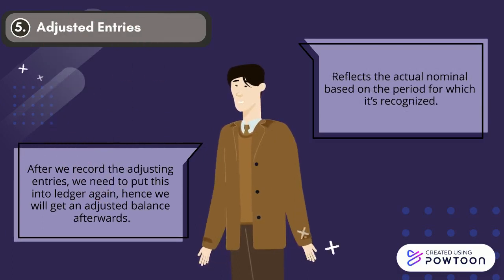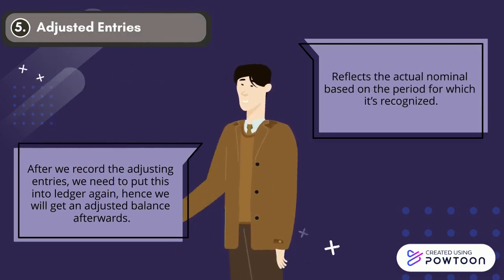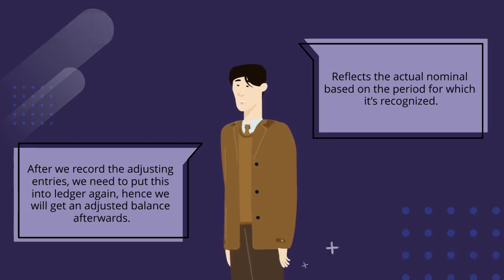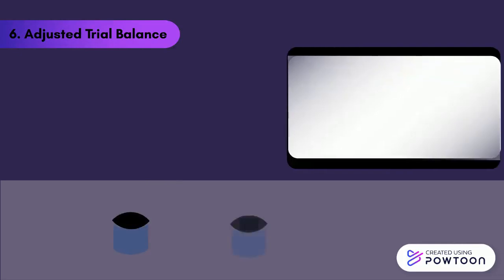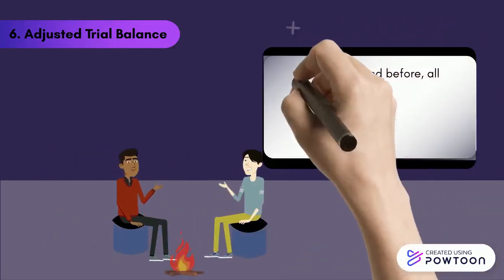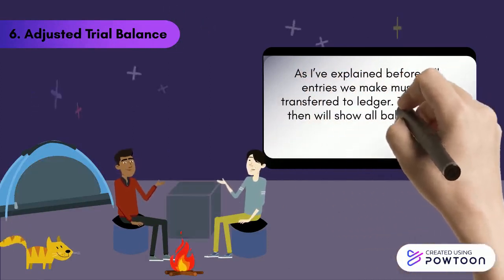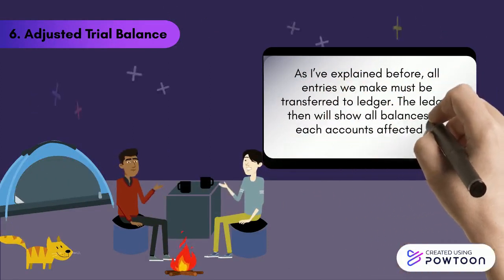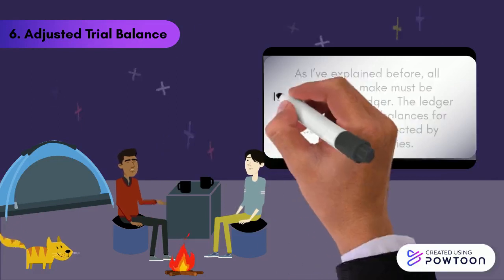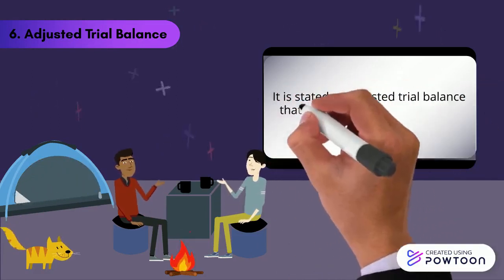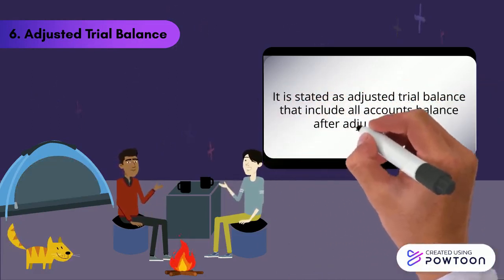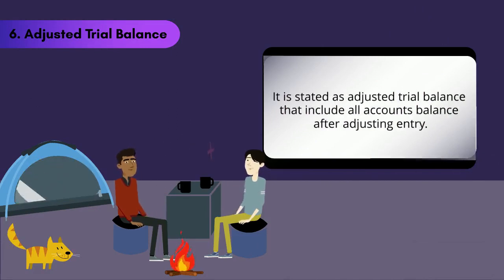After we record the adjusting entries, we need to put this into the ledger again. Hence, we will get an adjusted balance afterwards. Sixth, we prepare the adjusted trial balance. As I've explained before, all entries we make must be transferred into the ledger. The ledger then will show all balances for each account affected by adjusting entries. It is stated as the adjusted trial balance that includes all accounts' balances after adjusting entries.